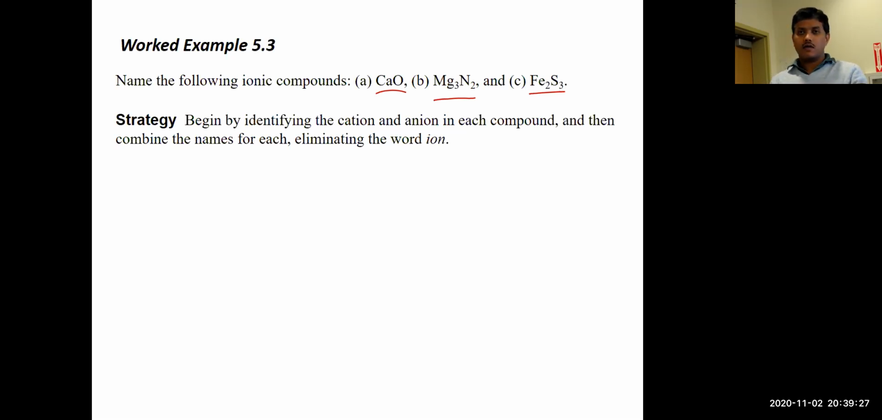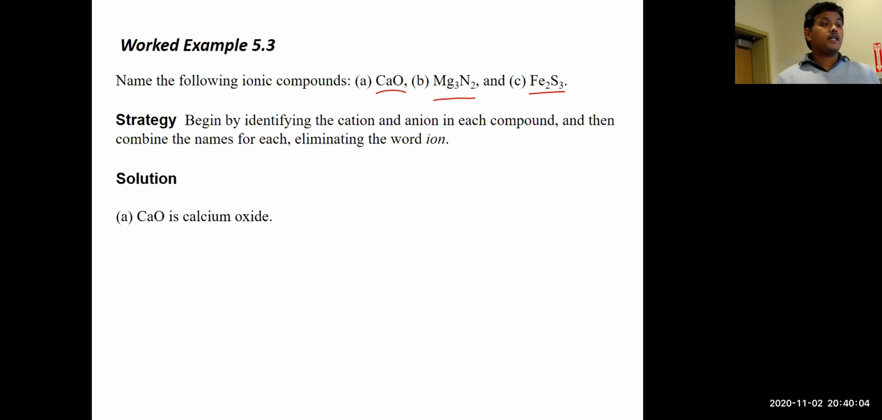So first one, CaO. Ca is from what group? Ca is from group 2, so it doesn't need to include the Roman numeral charge. And oxygen is named as oxide. Now Ca is from group 2 and oxygen is from group 6. Looks like a 1:1 charge, so calcium doesn't need any Roman numerals, so the name should be calcium oxide. No Roman numerals required.